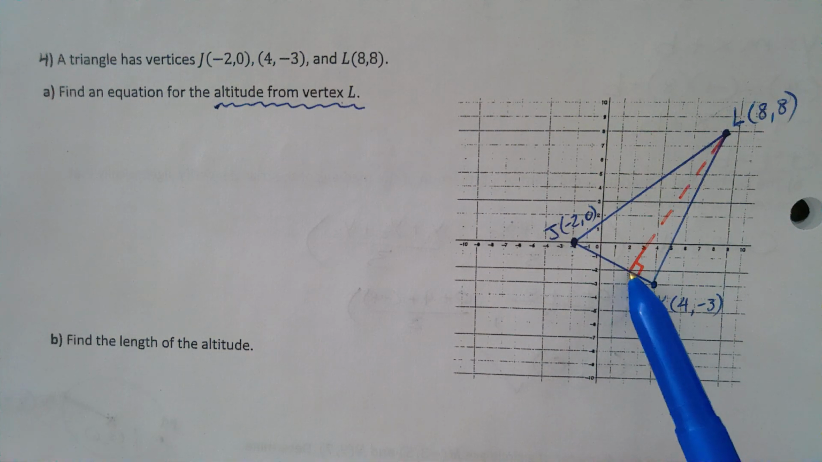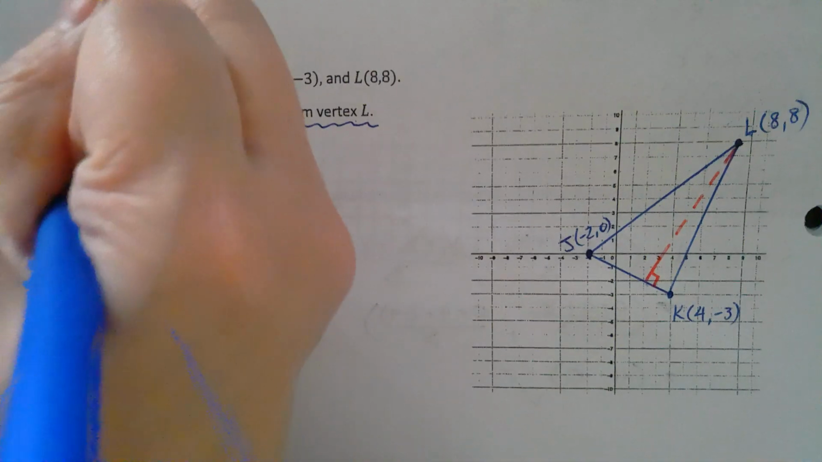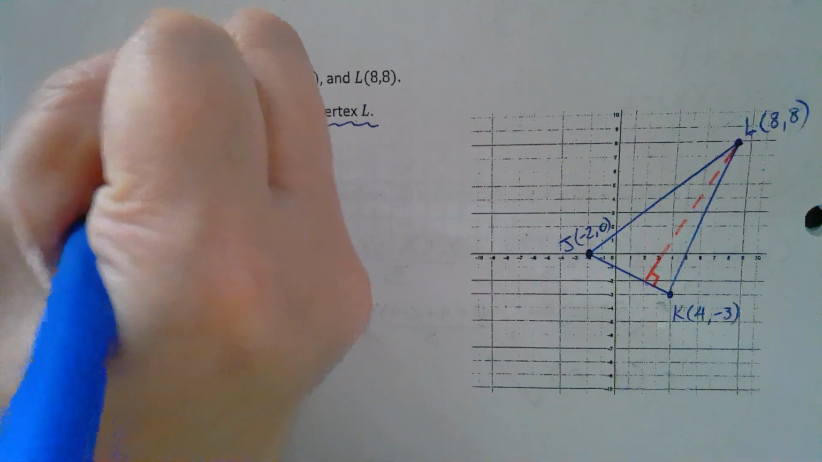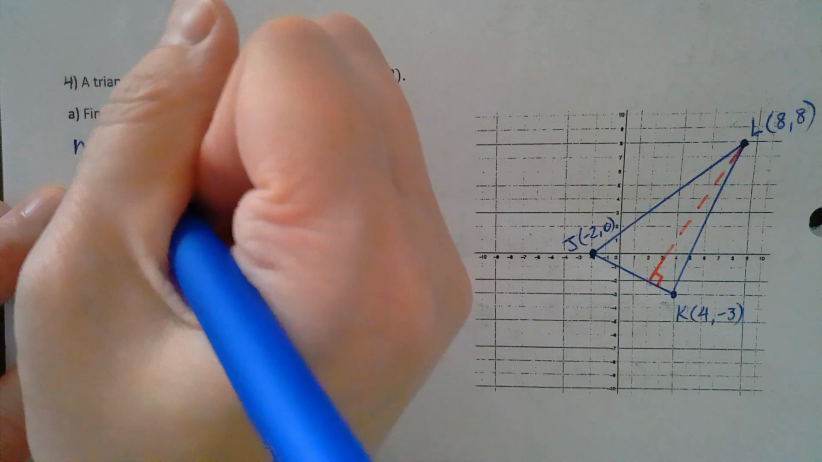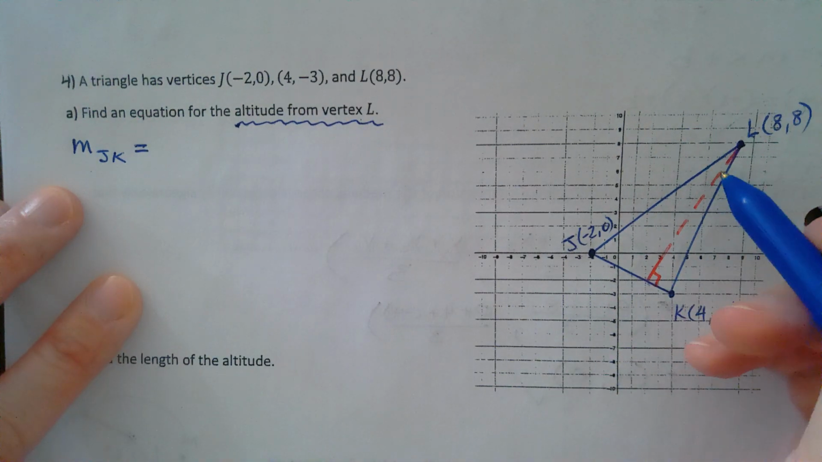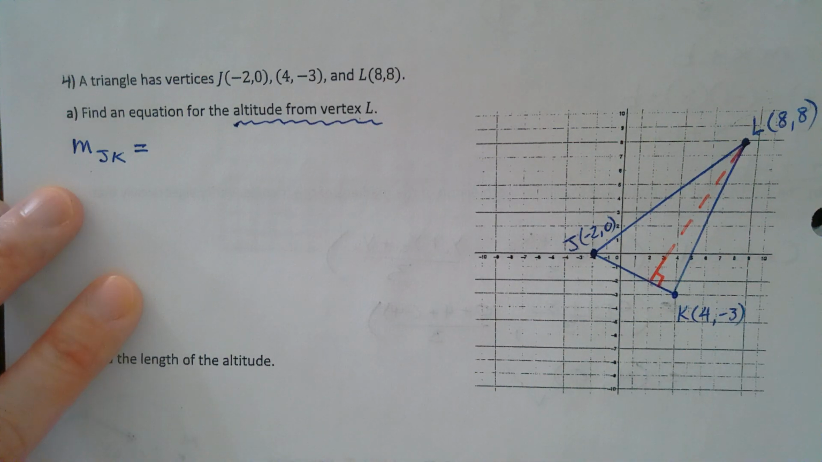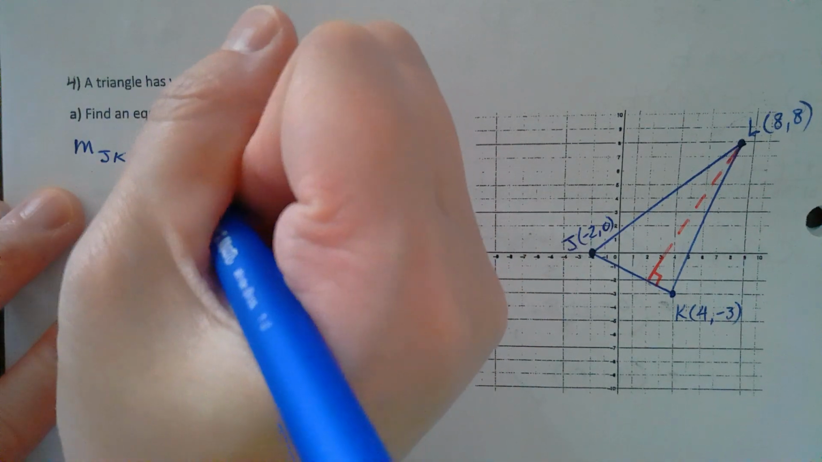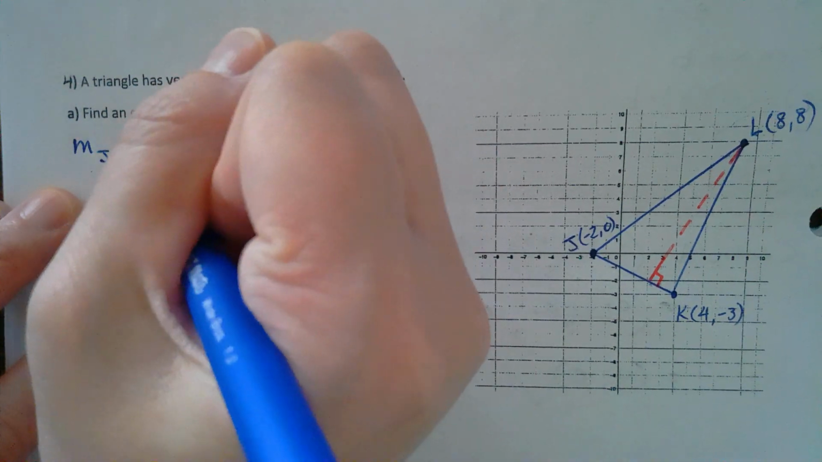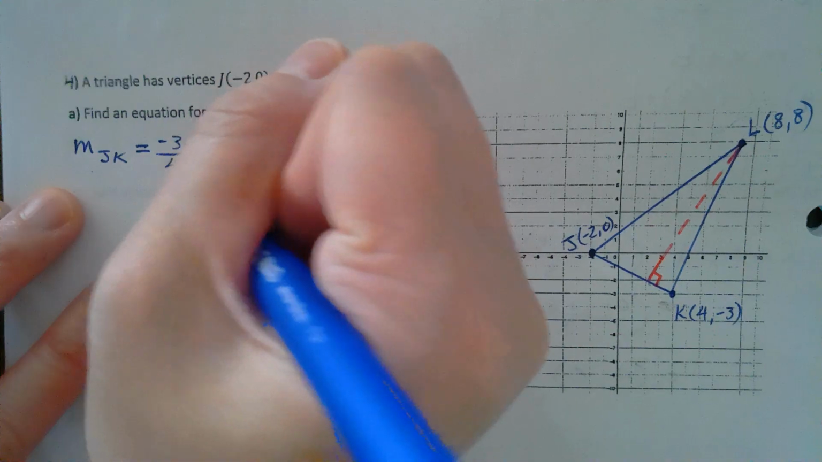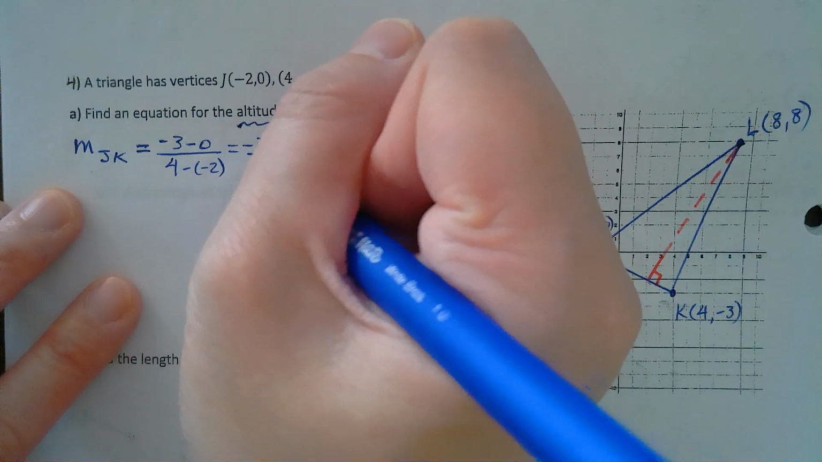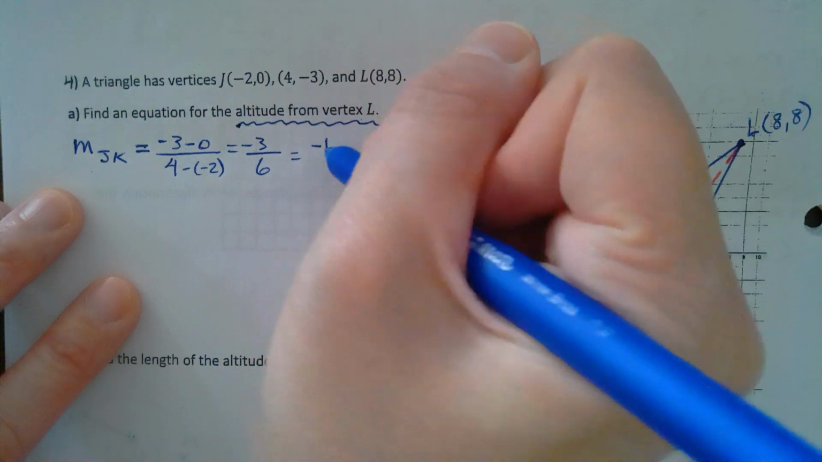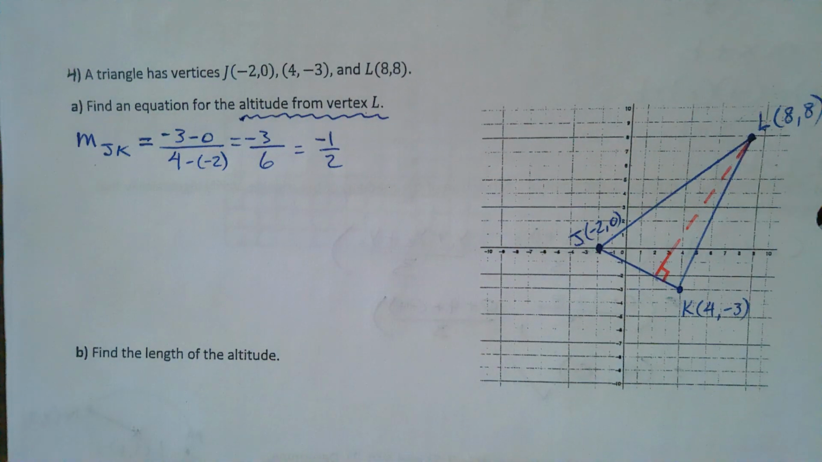Okay? So what you want now is the slope of JK. We want the slope of JK because I don't know how to find the slope of the red line with just 1 point. Okay, so -3 minus 0 over 4 minus -2. So I get -3 over 6, which gives me -1 over 2. Don't forget to reduce when you can.